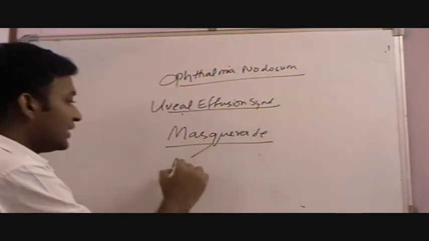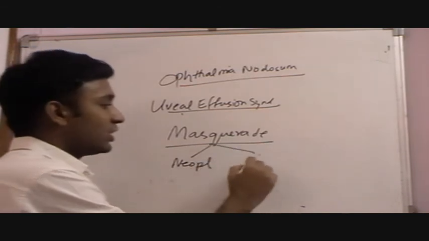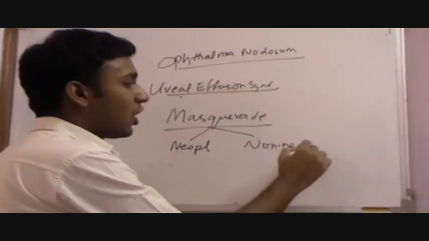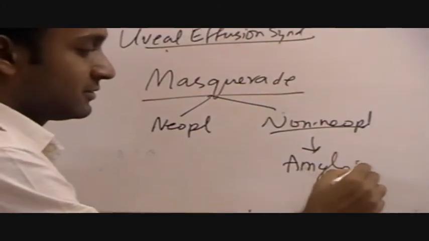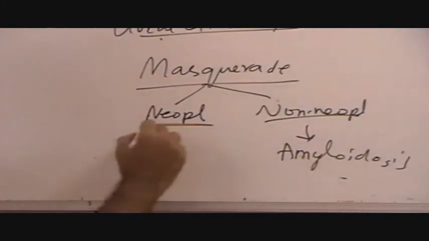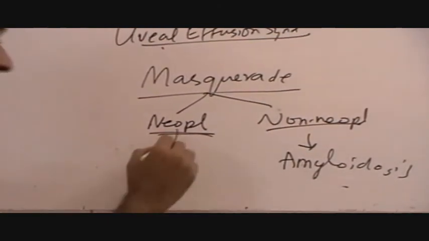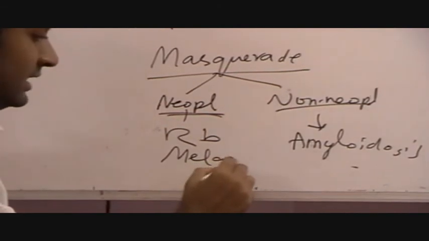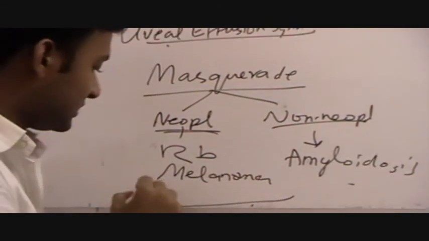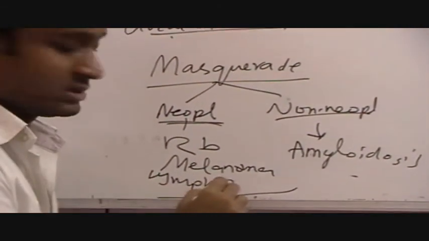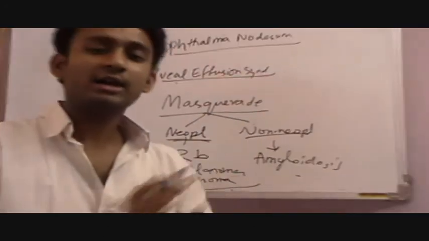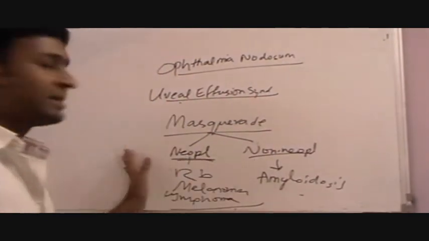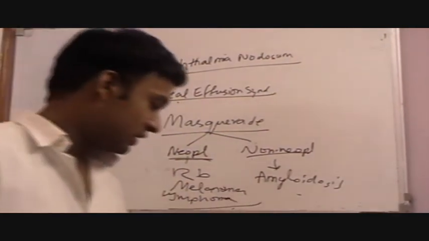So they can be either neoplastic or non-neoplastic. The non-neoplastic condition is amyloidosis. The neoplastic conditions can be retinoblastoma, melanoma, lymphomas, or leukemias. So, masquerade syndrome, masking an underlying pathology, can be either tumorous or non-tumorous.